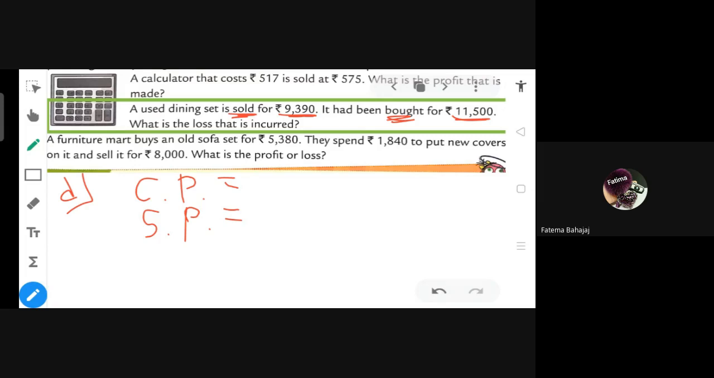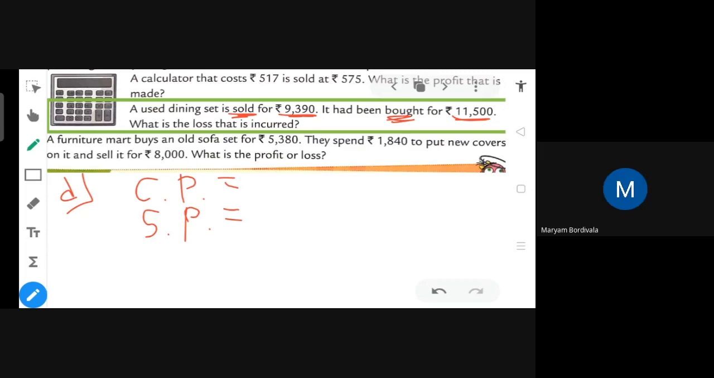I have already told you the meaning of sold. Sold is the past tense of sell, matlab bechna. Bought is the past tense of buy, matlab khareedna. So shall I repeat? Sold is the past tense of sell, matlab bechna. Bought is the past tense of buy, means khareedna. So now decide which is the selling price and which is the cost price.